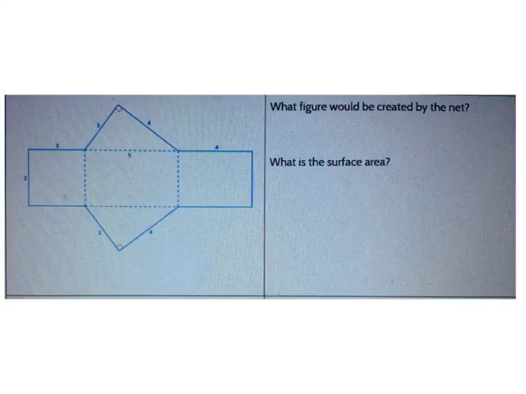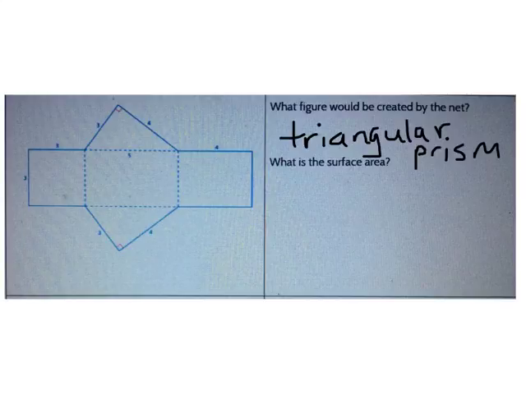I can use the nets of figures to find surface area because they show all of the faces. First, what figure would be created by this net? This net would create a triangular prism, two triangle bases, and mostly rectangles. What would the surface area be? I can go step by step to find it. First, let's find the area of the square on the left.